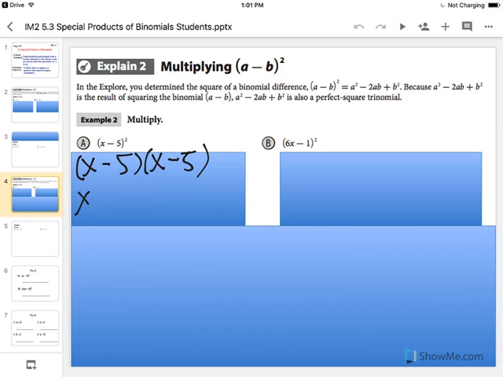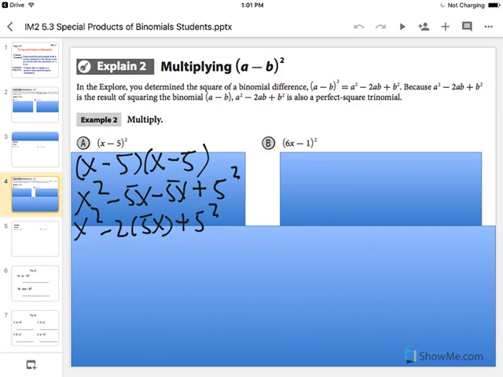This gives us x squared minus 5x minus 5x. Negative times a negative is a positive 5 squared. So this gives us x squared minus 2 times 5x plus 5 squared. This is where the a squared minus 2ab plus b squared came from. When we work this out, this gives us x squared minus 10x plus 25.